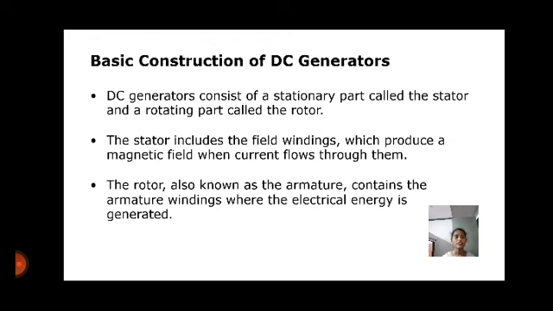Basic construction of DC generators. DC generators consist of a stationary part called the stator and a rotating part called the rotor. The stator includes the field windings, which produce a magnetic field when current flows through them. The rotor, also known as the armature, contains armature windings where the electrical energy is generated.